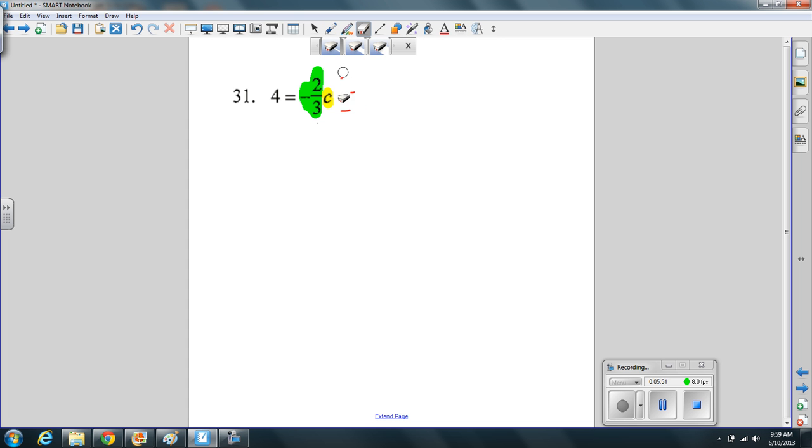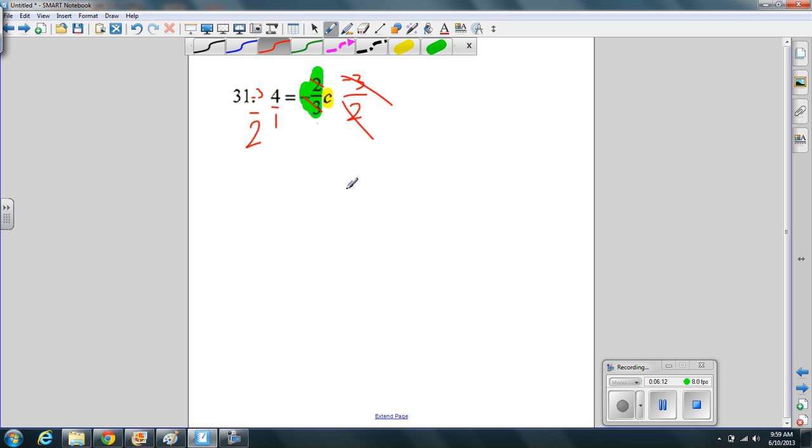Negative 3 over 2. I think I said that wrong. We're going to use the reciprocal of negative 3 over 2. So I'm going to come over here and multiply this by negative 3 over 2. This cancels this. This cancels this. Oh, look, C is all by itself.